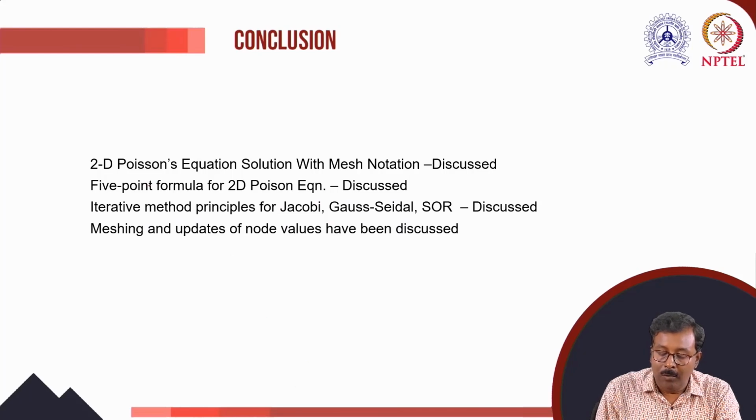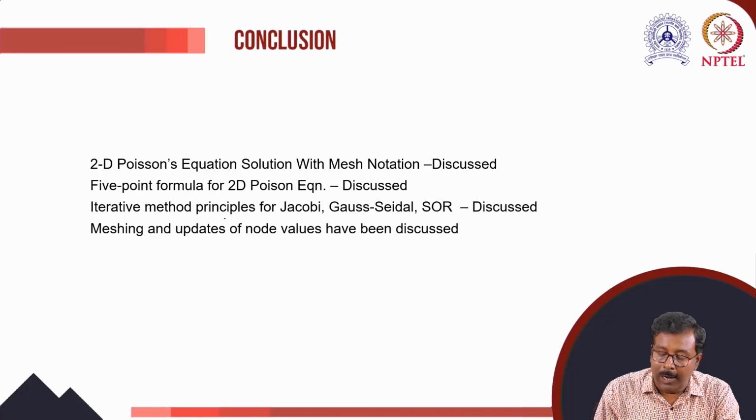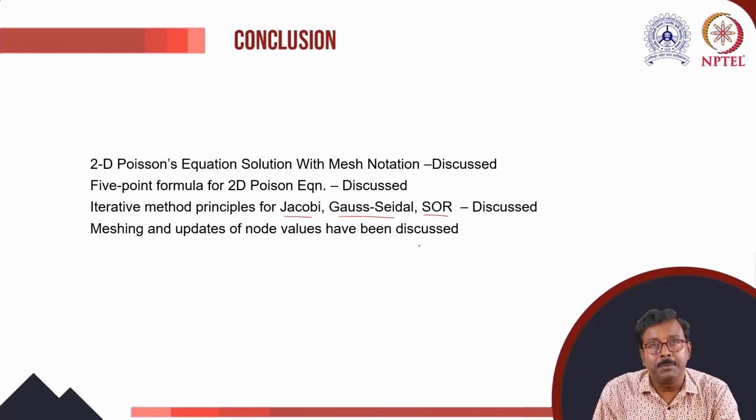So in this lecture, we have shown, by taking an example of a semiconductor device portion, how to solve the 2D Poisson equation. We have discretized and used the mesh notations, and the 5-point formula for the second order derivative in two dimensions. We have discussed how to frame the node equations and the iterative method principles for Jacobi, Gauss-Seidel and SOR, and mesh and updates of node values have been discussed in principle, but we have not shown them by taking an example, so it is not covered here.